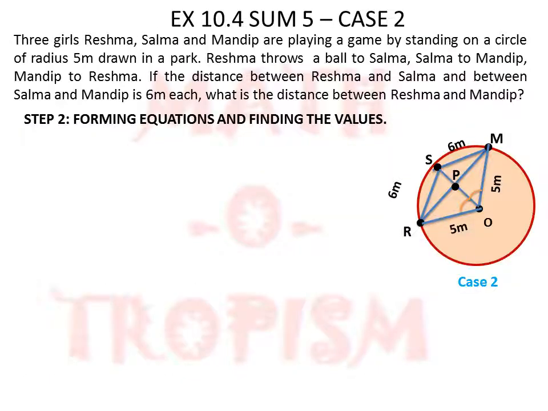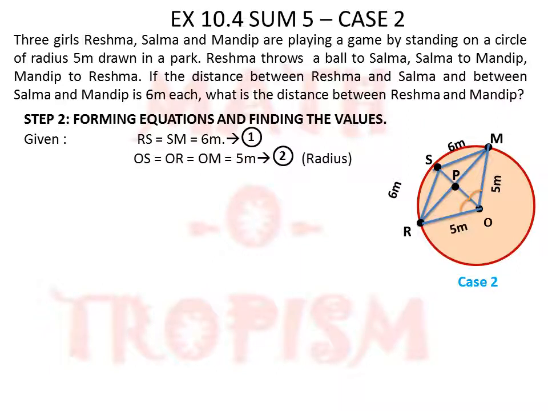The same way which we had done in the previous case one, these similar steps we will be using for this case also. So now forming equations and trying to solve, we get, given is RS is equal to SM is equal to 6 meter, OS is equal to OR is equal to OM is equal to 5 meter, which is the radius. So we need to find RM, and I've already told you we need to prove congruency.